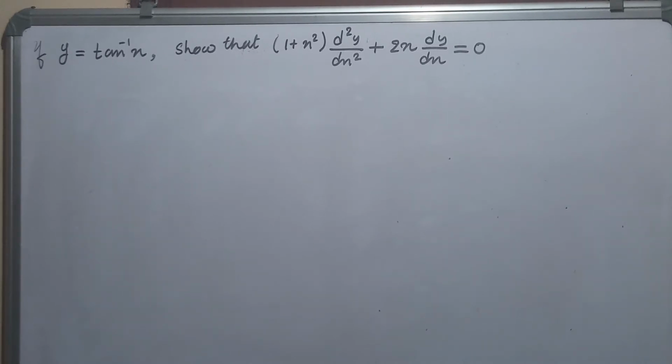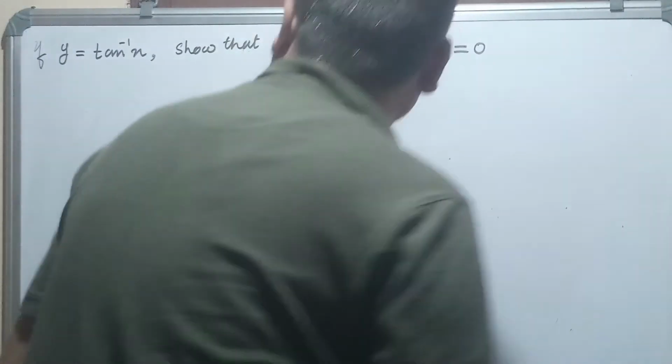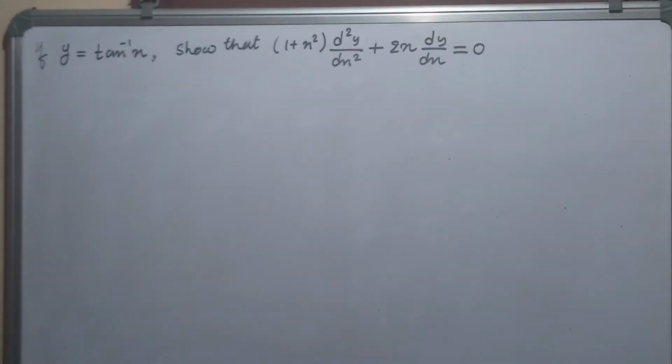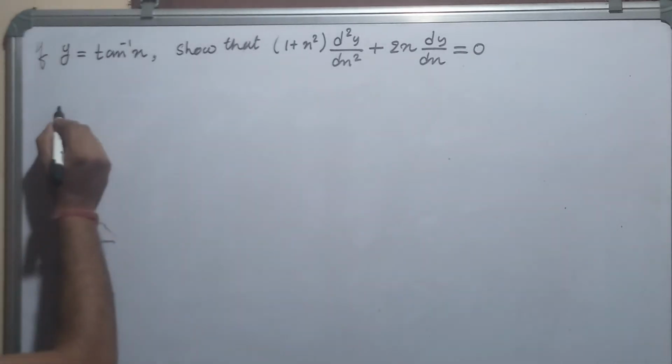Now students, this is another type of problem. y is equal to tan inverse x, so that (1 plus x square) d2y by dx square plus 2x dy by dx equals 0. This you have to prove.